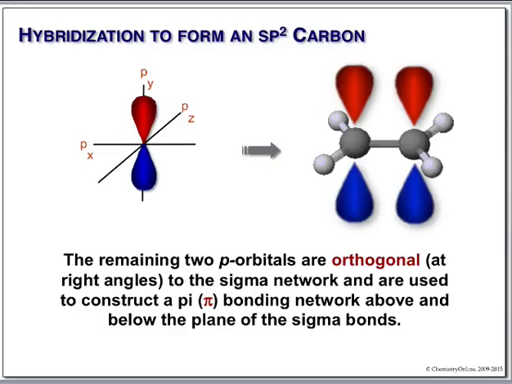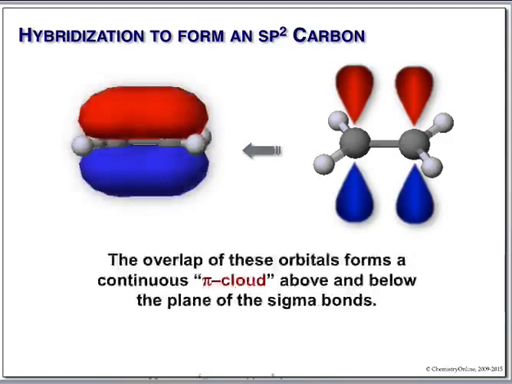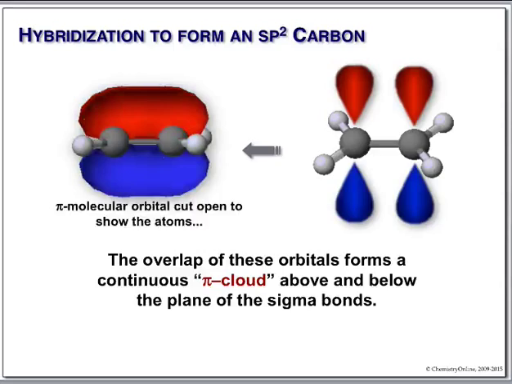Now, when orbitals are sitting next to each other like this, they can interact with each other. This is called overlap. If these orbitals overlap, that means that the electrons here in these p's can be shared in this cloud. Again, the cloud is above and below the plane of our carbons. It looks like a hot dog. We can cut the hot dog bun open and see the thing inside.